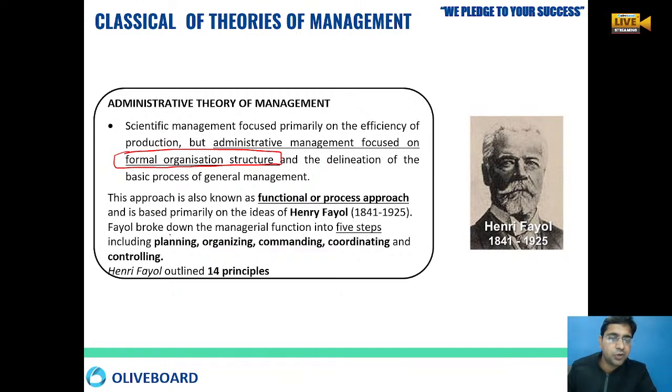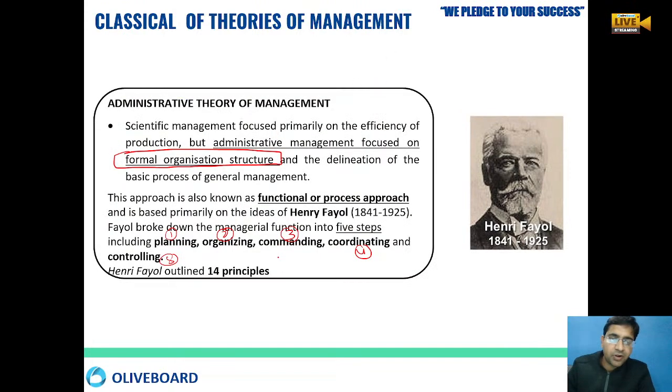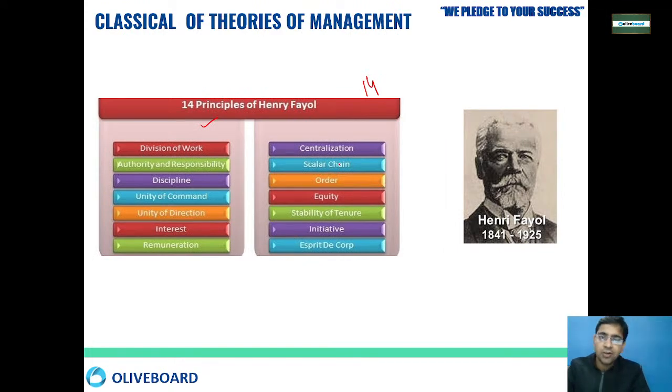He has given five steps. First of all, you plan, you organize, then you start commanding. During commanding you give coordination also, and after that, controlling. These five things were declared by Henry Fayol if you really want to run any organization properly. Henry Fayol has given 14 principles: division of work, authority and responsibility, discipline, unity of command, unity of direction, interest, remuneration, centralization, scalar chain, order, equity, stability of tenure, initiative, and esprit de corps. These are the 14 principles Henry Fayol has given in order to achieve success in any organization.